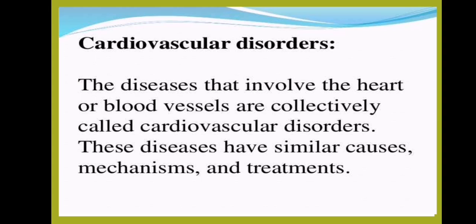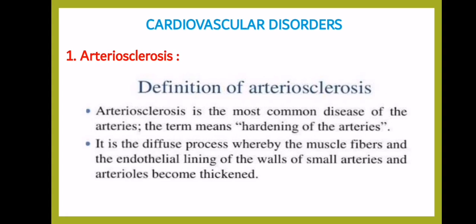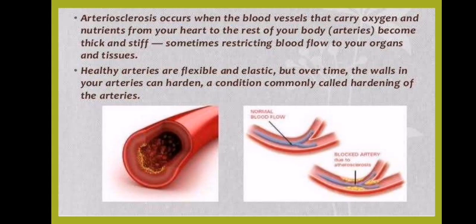Now next are the cardiovascular disorders, which refers to the diseases involving the heart and blood vessels. Now these diseases have similar causes, sometimes mechanisms and treatments. The first one is arteriosclerosis, which is most commonly known as the hardening of arteries. It is the diffuse process by which the muscle fibers and endothelial lining of the walls of small arteries and arterioles become thickened. Now what is actually the reason?